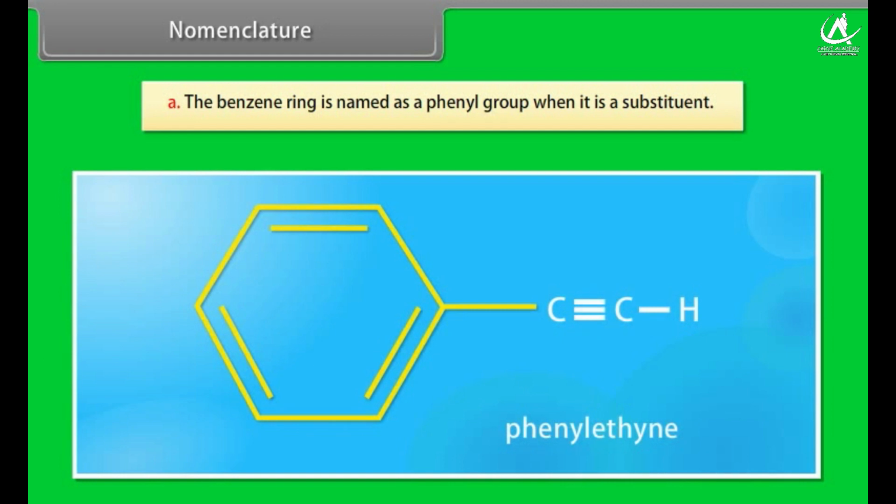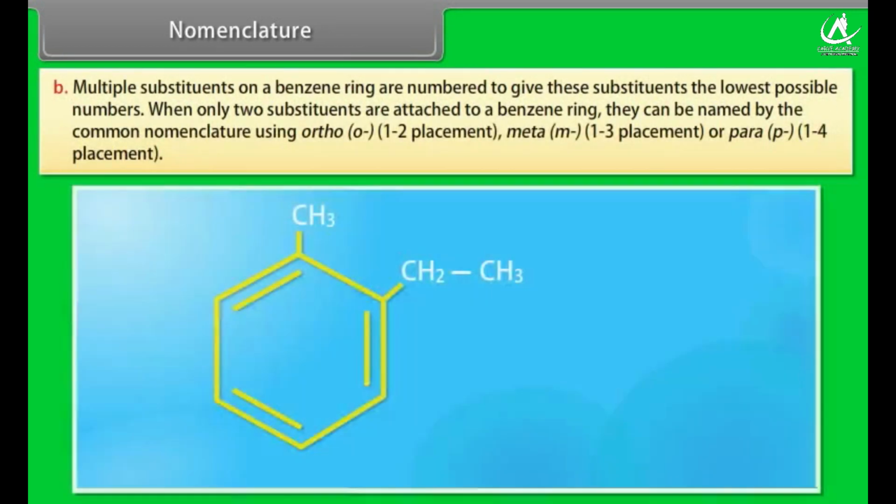A. The benzene ring is named as a phenyl group when it is a substituent. B. Multiple substituents on a benzene ring are numbered to give these substituents the lowest possible numbers. When only 2 substituents are attached to a benzene ring, they can be named by the common nomenclature using ortho (o-), 1,2 placement; meta (m-), 1,3 placement; or para (p-), 1,4 placement.